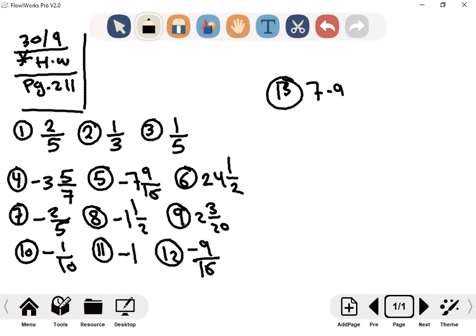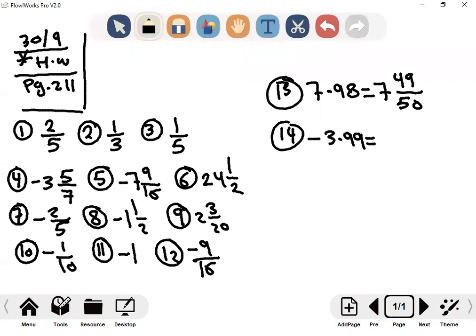Number 13, 7.98, or you can say 7 49/50. Number 14, -3.99, or you can say -3 99/100.